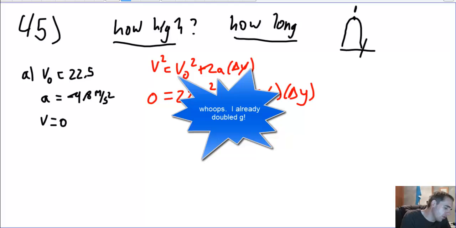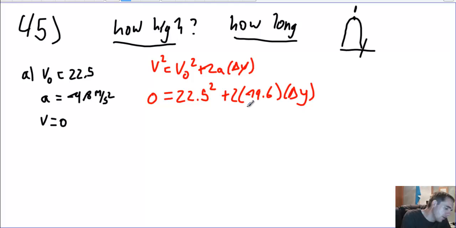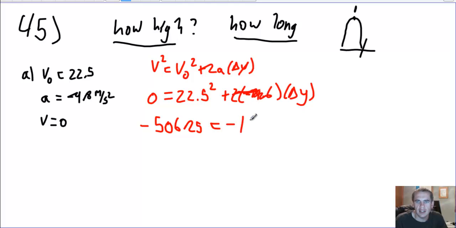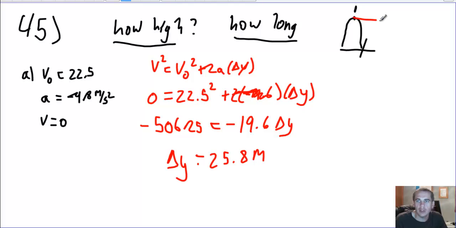Alright, so 22.5 squared is a fairly large number. 506.25, and I'm going to go ahead and move it over. So negative 506.25 equals negative, I already multiplied that, 19.6 delta y. Divide both sides by negative 19.6, and I get 25.8 meters. So I know at its highest point it was 25.8 meters above where it started.